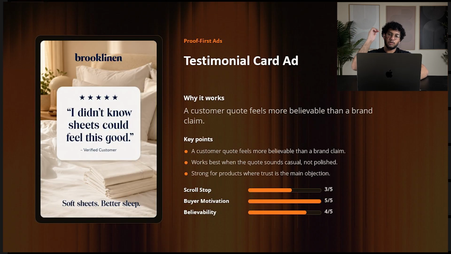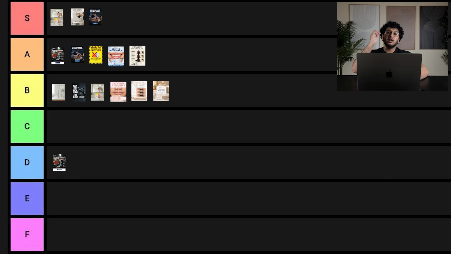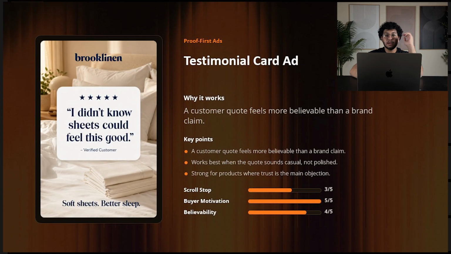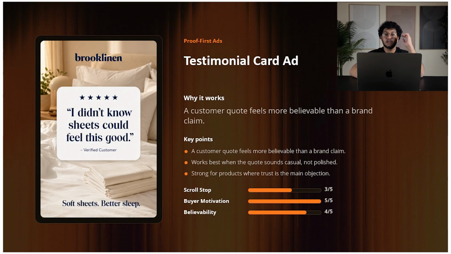Next is the testimonial card. This is B tier. Testimonials are useful because the message comes from a customer instead of the brand. But testimonial cards are also extremely common. A quote inside a clean box with 5 stars is not always enough to stop the scroll anymore. It can build trust, but it's not the strongest attention format. So I'd usually stack this with a stronger hook. By itself, it's B tier.